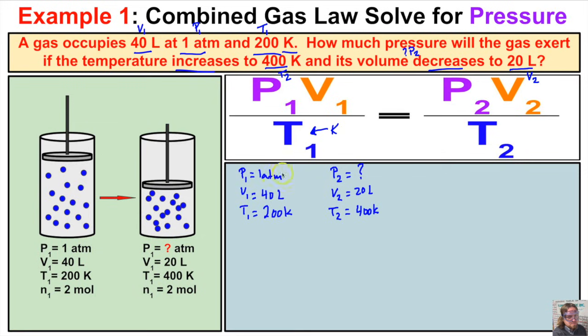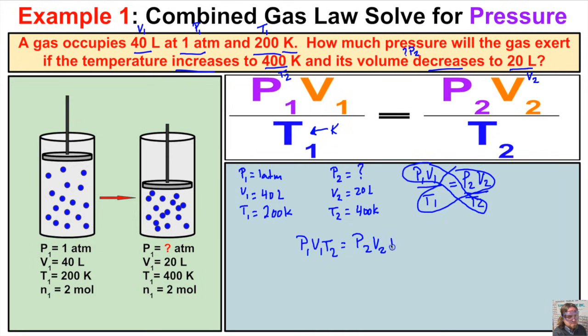So now that we have all this laid out, the formula that we're going to use to solve this problem is P1V1 over T1 equals P2V2 all over T2. And it looks like we're trying to solve for P2. So what I like to do is get rid of the fractions here. We can cross multiply to get rid of these fractions. If we do so, we're going to end up with P1 V1 T2 equals P2 V2 times T1.